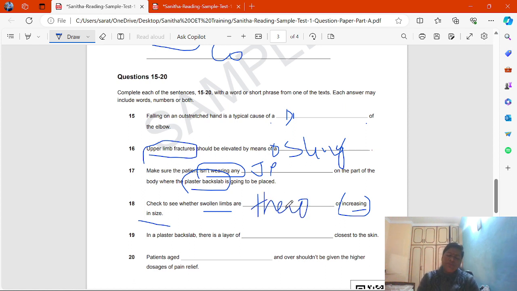You can easily find the answer if you follow my technique. Definitely, you can achieve 20 out of 20 in the OET reading Part A session. In a plaster backslab, there is a layer of dash closer to the skin. For plaster, we have to find a layer of dash. Then go to D.